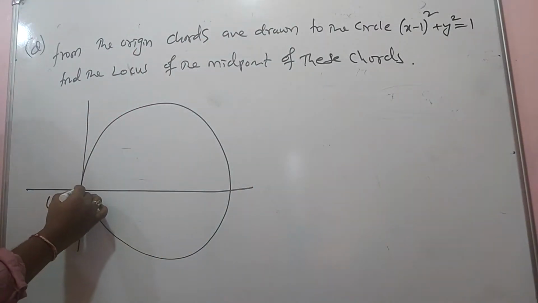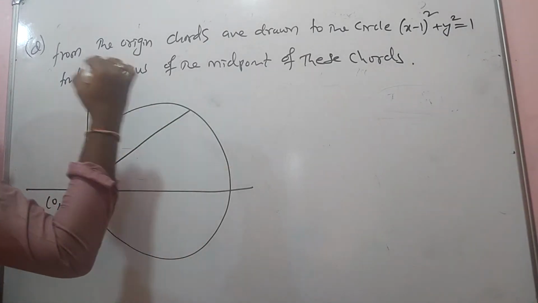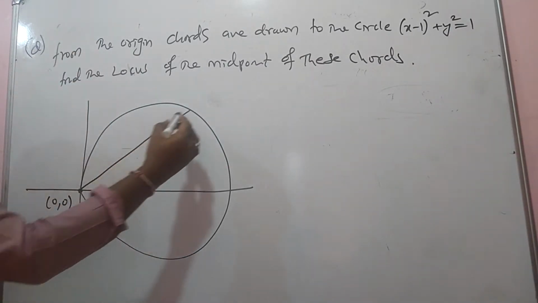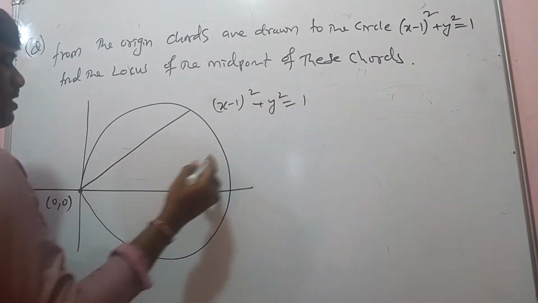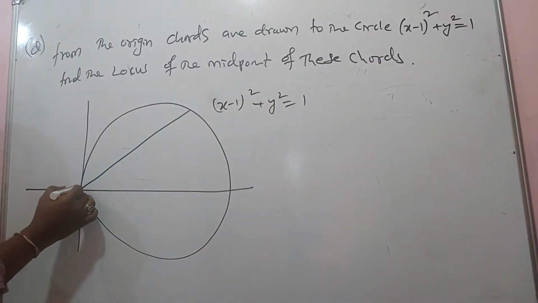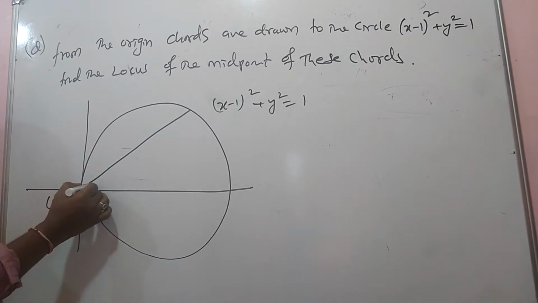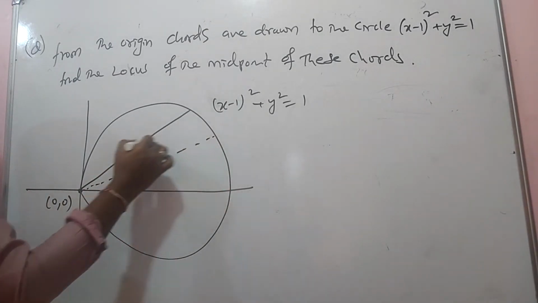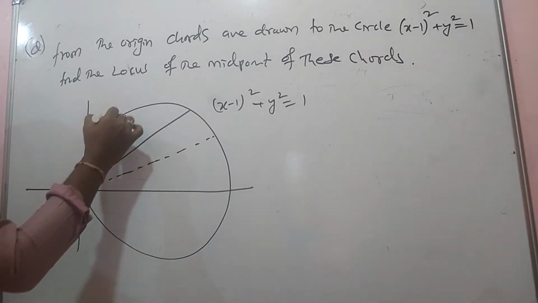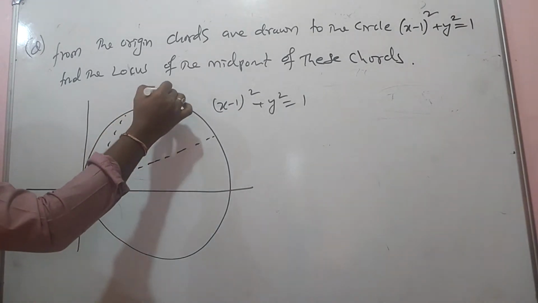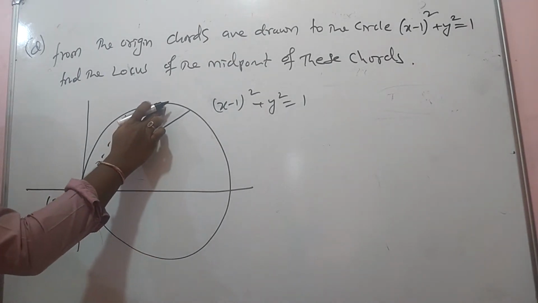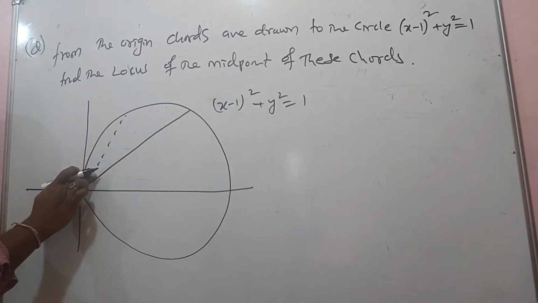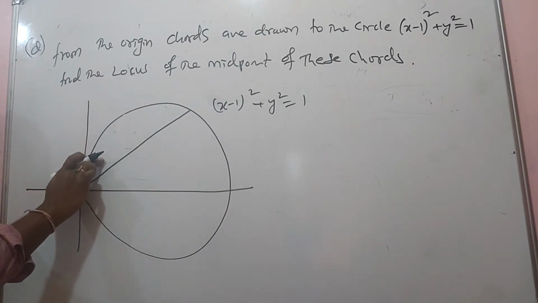The chord is drawn from the origin like this, to the circle (x minus 1) whole square plus y square is equal to 1. I can draw like this, I can draw another way also. I can draw many chords from this origin. Just for time being, I am drawing only one chord.